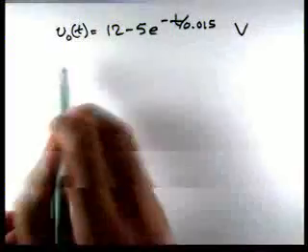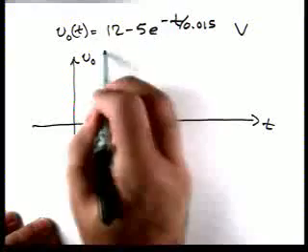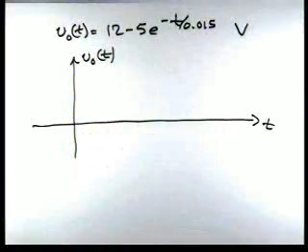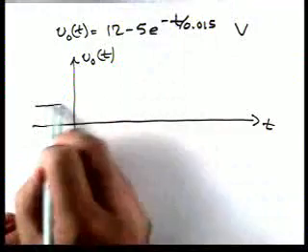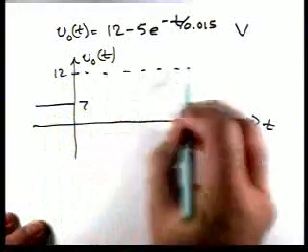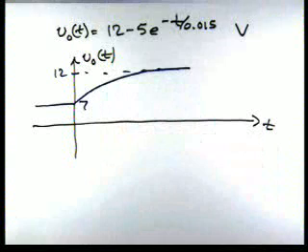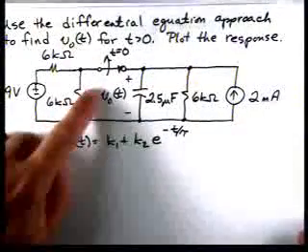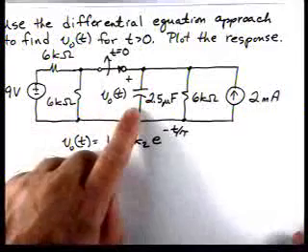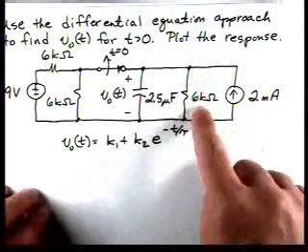Now if we want to plot that, our voltage would start at 7. The switch would move, and it's headed toward a final value of 12. So it would look something like that. And let's check real quick, does that 12 make sense? If we go back to this circuit, once this switch is opened, when you reach steady state, this capacitor is going to be an open. So the 2 milliamps is going to flow through the 6K, which is going to give us the 12 volts.